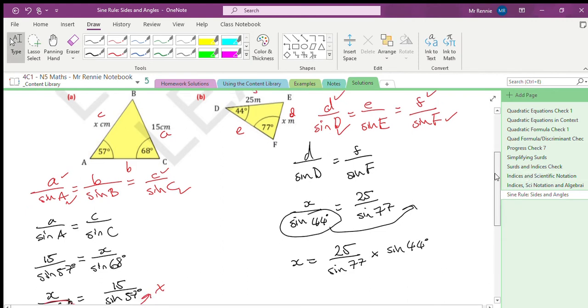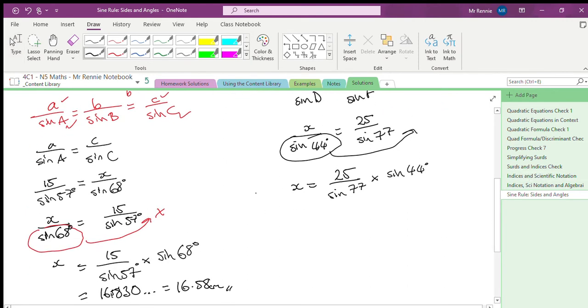Okay, so now we're at the stage where we can put this into our calculator. So X will be, this is what I get in my calculator, 17.8232. And if I round that to two decimal places, I get 17.82, and it was meters this time, due to the sizes in my question.